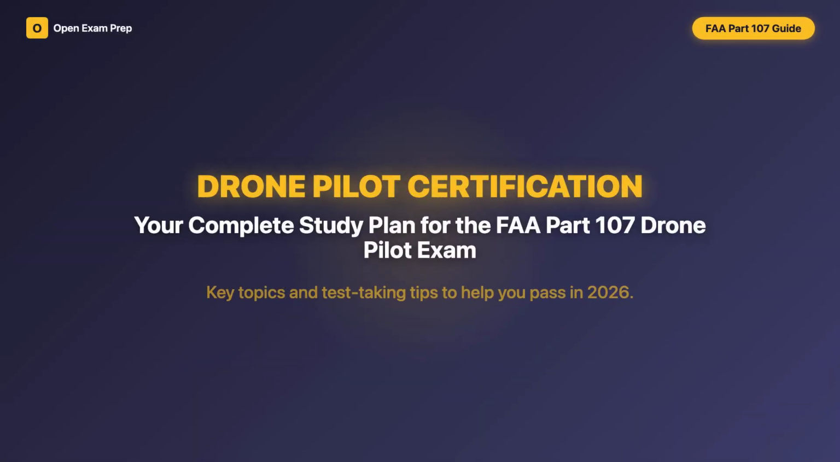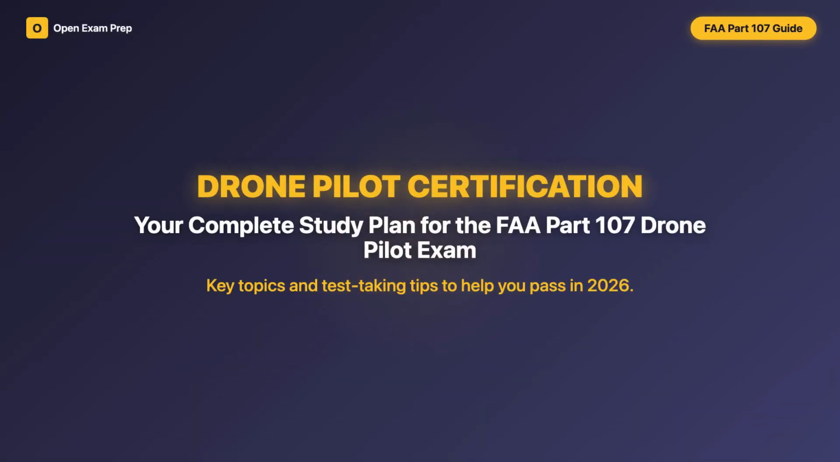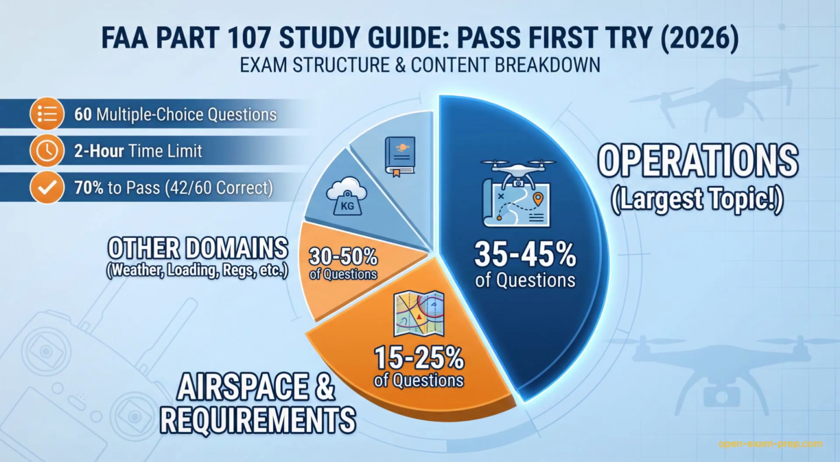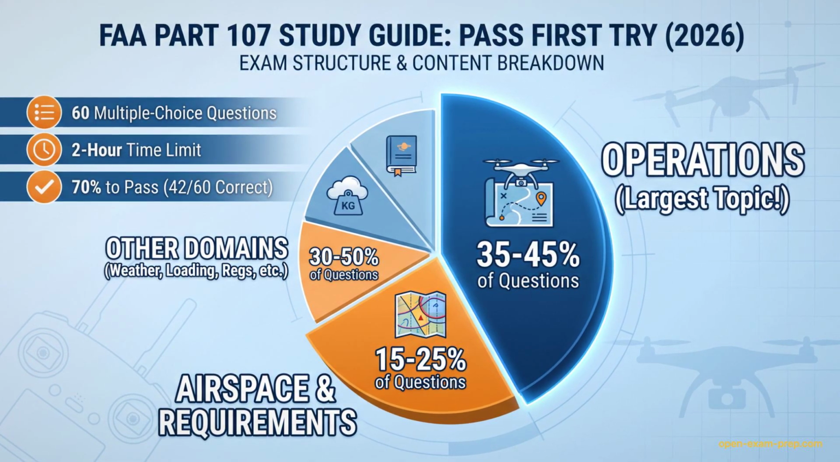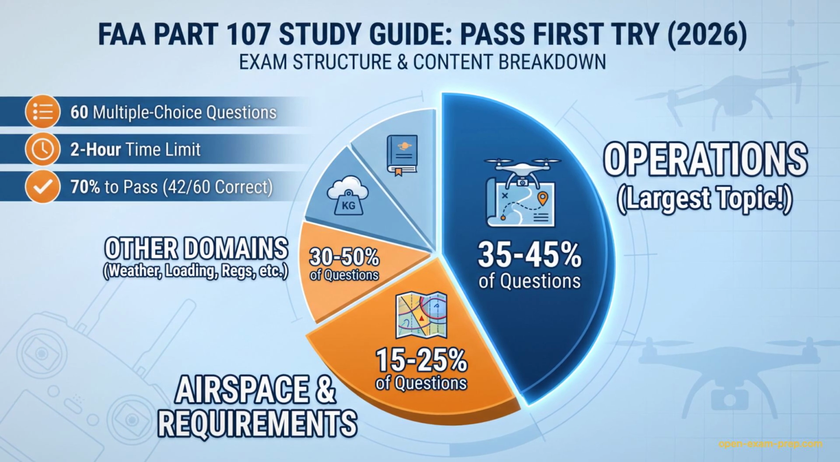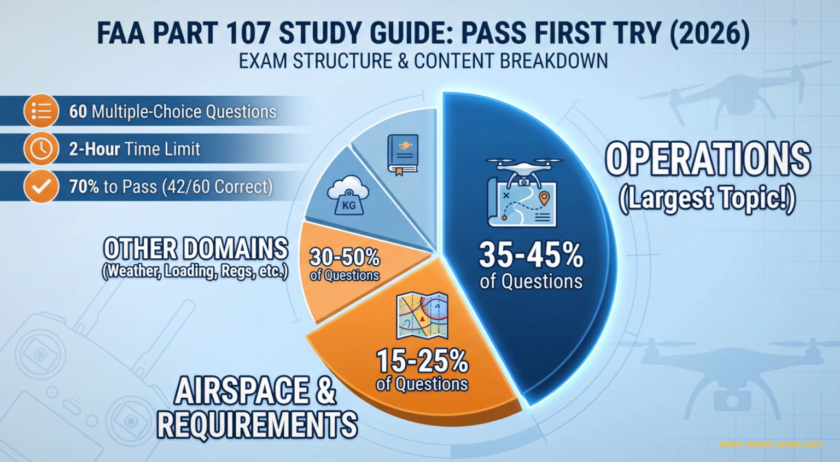Ready to become a commercial drone pilot? This guide covers the key topics for the FAA Part 107 exam. The Part 107 exam has 60 multiple-choice questions with a 2-hour time limit. You need a 70% score or 42 correct answers to pass.